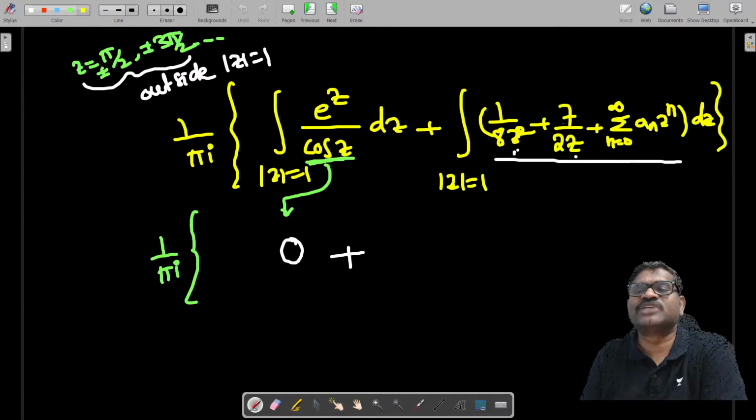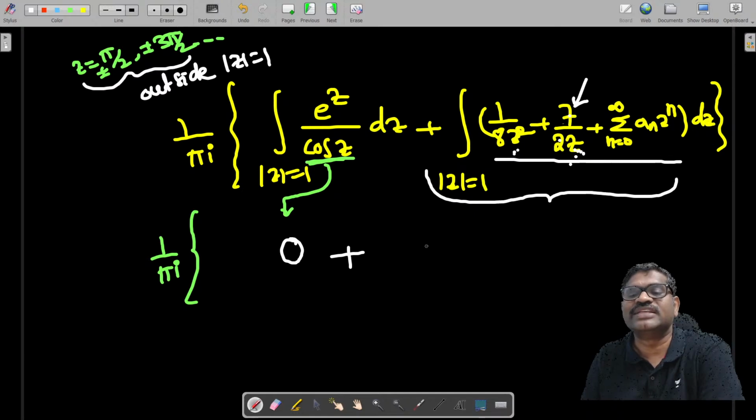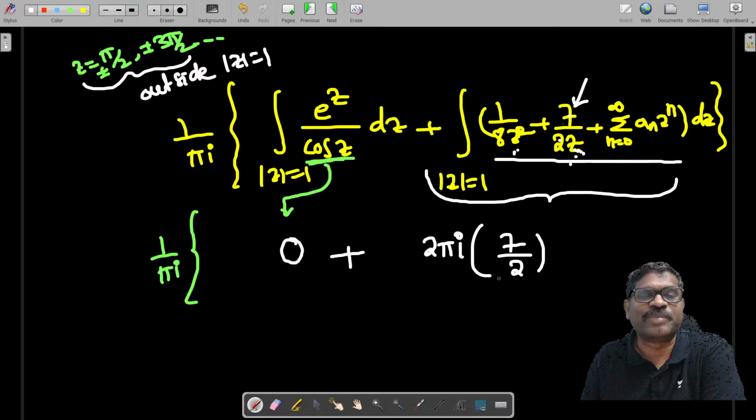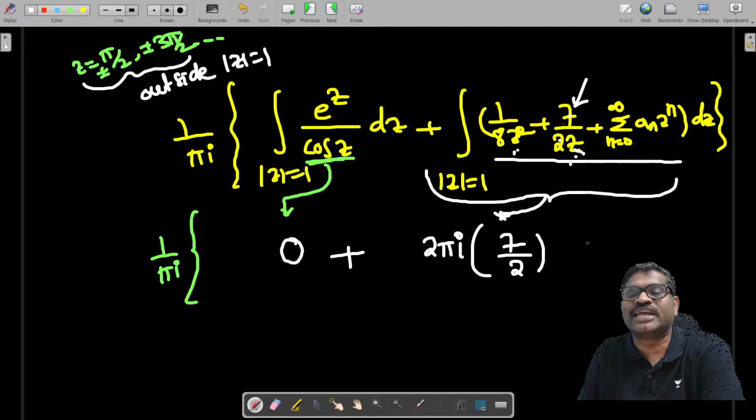7 by 2z plus and so on. Here he has provided indirectly residue. This is residue, na. 7 by 2 is the coefficient of 1 by z, that is residue. Therefore the value of this integral is 2 pi i into 7 by 2, because the coefficient of 1 by z is 7 by 2. Therefore, that is residue. 2 pi i into residue is the value of this integral.